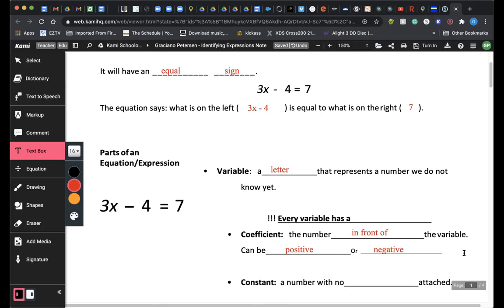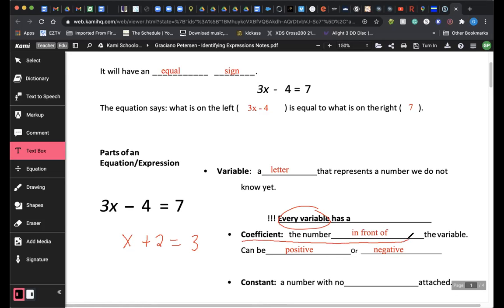All right. In some equations or expressions, I'll see something like this. Let me write an example here. I might have an equation that says x plus 2 equals 3. Every variable has a coefficient. What's the coefficient in this equation, x plus 2 equals 3? 2. What's the definition of a coefficient? The number in front of the variable.